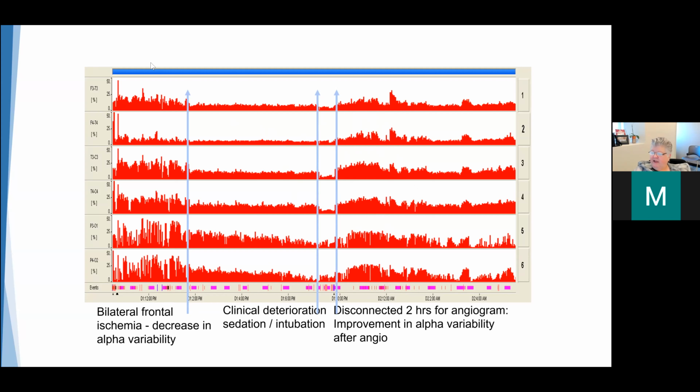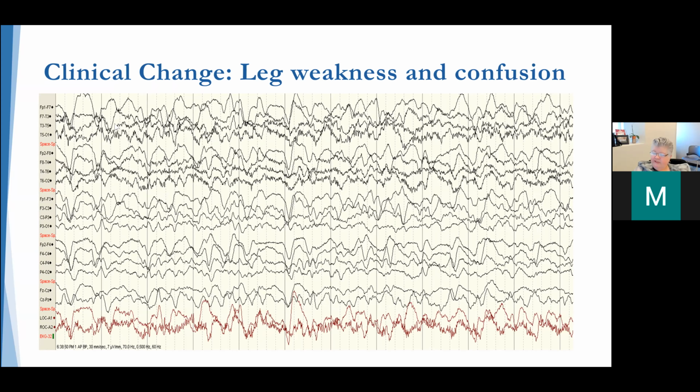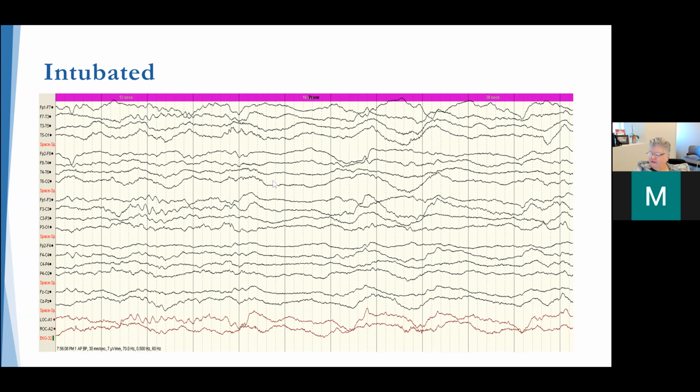Here we see the baseline of the EEG. So these changes are obvious in the raw EEG as well. During that period where she had the clinical change with leg weakness and confusion, we see this high voltage delta activity, maximal over the frontal regions bilaterally and a little bit more severe over the right hemisphere. And then when she had a clear clinical deterioration, the EEG becomes very slow and disorganized overall.